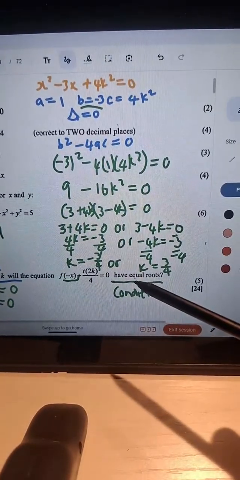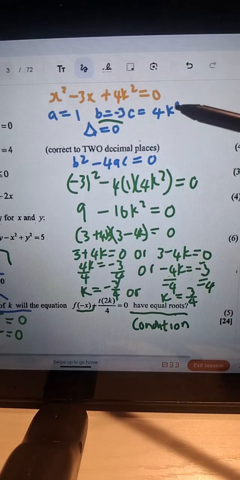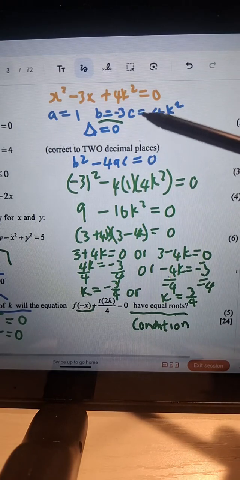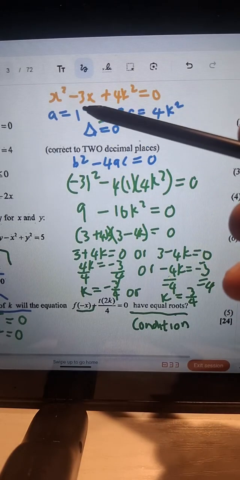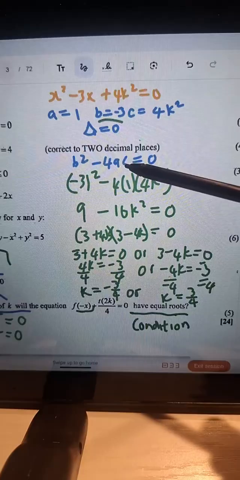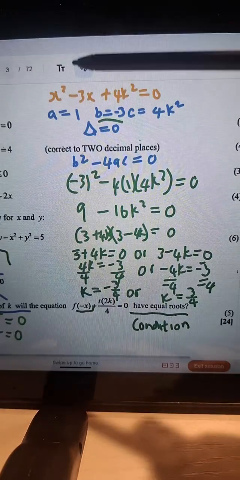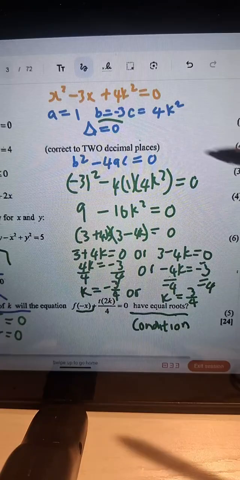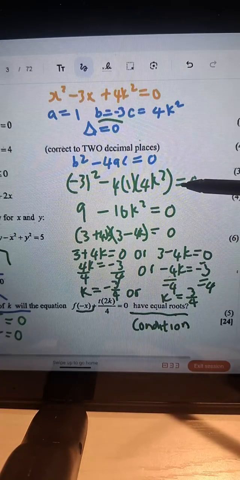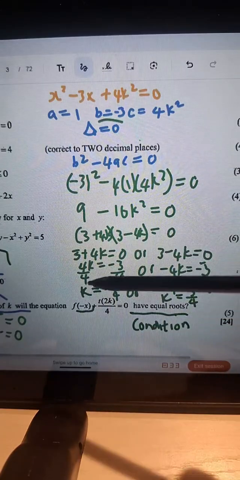Since they will have equal roots, that's why we say delta is equal to 0, meaning the discriminant b squared minus 4ac, we ought to equate that to 0. We know that b is the coefficient of x, a is the coefficient of x squared, and c is the constant term that is in terms of another variable that is not x. Since it's 4k squared and it's positive, we take the entire thing for c, substitute into the equation, solve for k, and get the k values, and there they are.